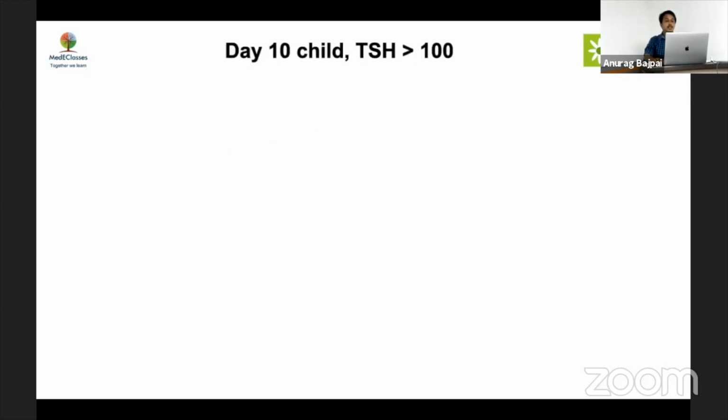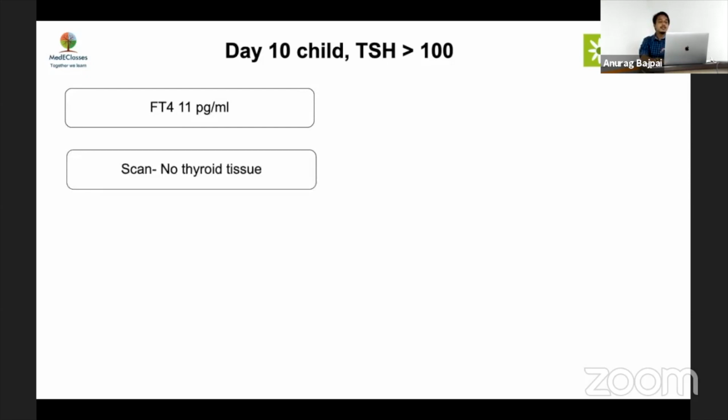A day 10 child with a TSH of more than 100. So as the protocol suggests, it's most likely a pathological cause on day 10 to have a TSH more than 100. The FT4 was 11 picograms per ml. The scan showed the patient to have no thyroid tissue. So what do you think, Pratik, this is? Agenesis? What scan was done? This is our technician scan, it can be agenesis. But can it be something else? So there are various causes, apparent athyrosis also, we need to look into that. Yes.